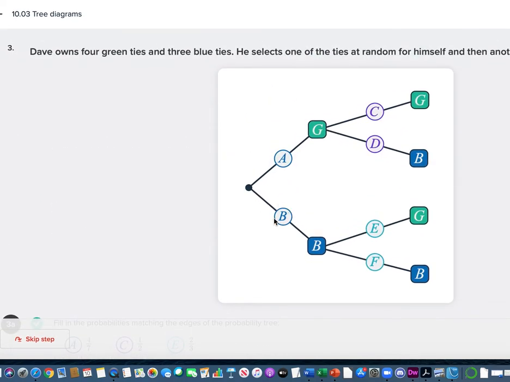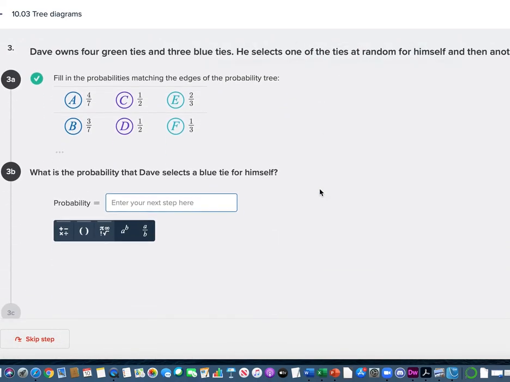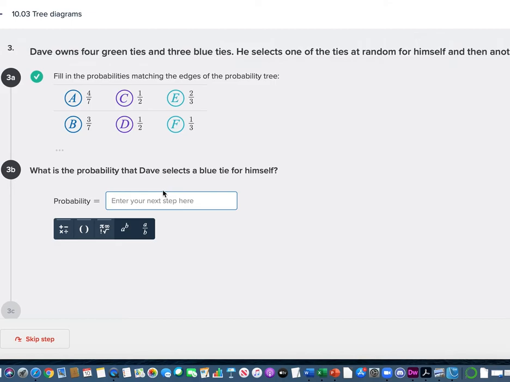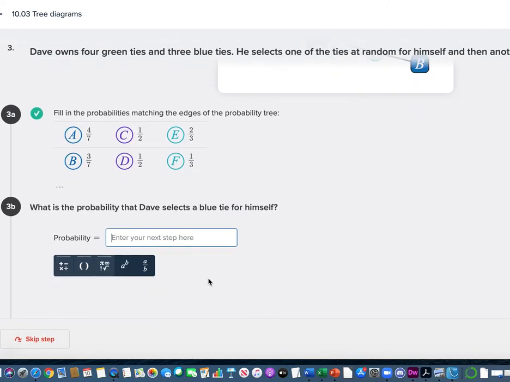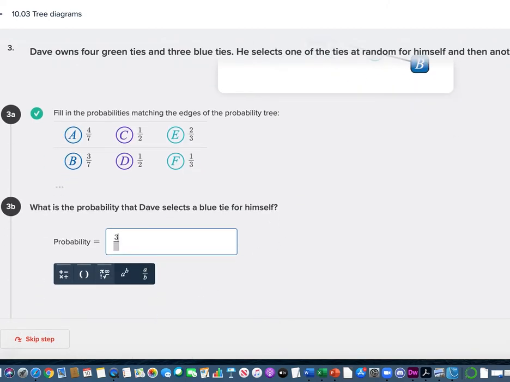So then it says, what is the probability that Dave selects a blue tile for himself? So blue tile for himself, so that's just this one, but then that's someone else. So you've got to think that this first choice is Dave's choice, then the second choice is who he's choosing a tile for. Okay, so you've got to make sure that you understand the question. What is the probability that Dave selects a blue tile for himself? Well, right here, so it's going to be 3 in 7. So he's going to get a 3 in 7 chance to do that.